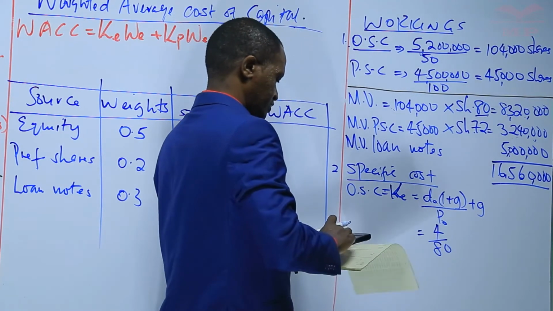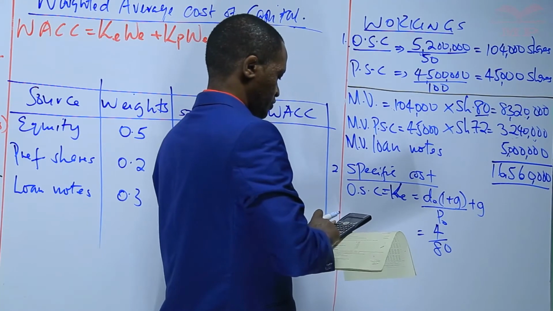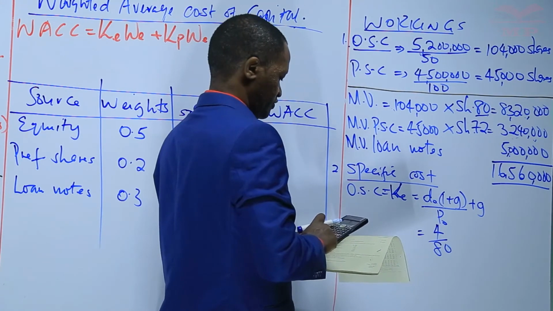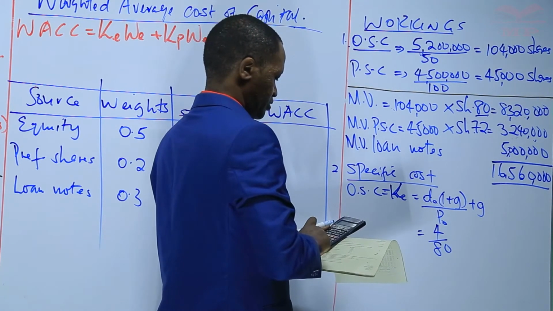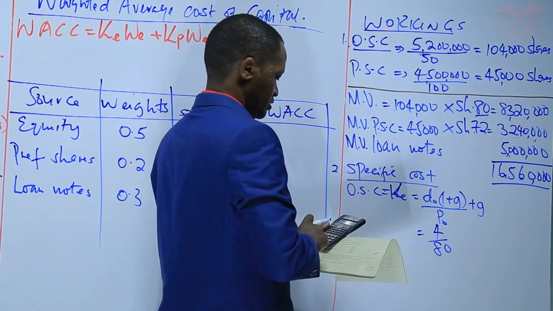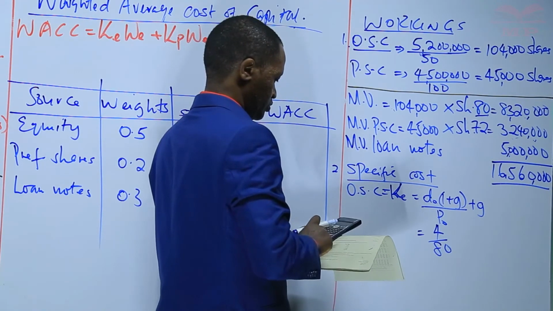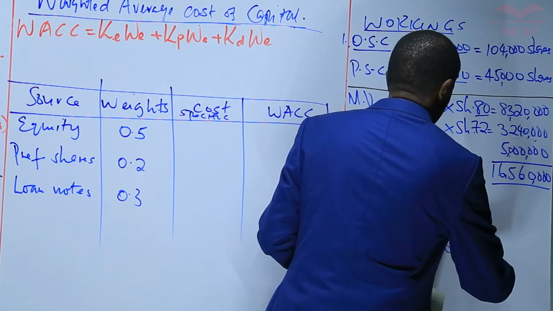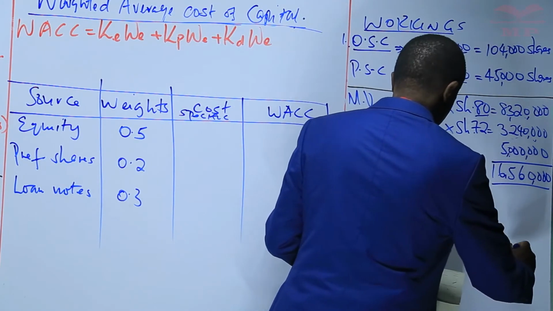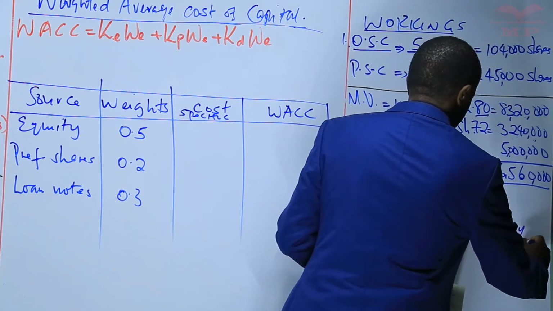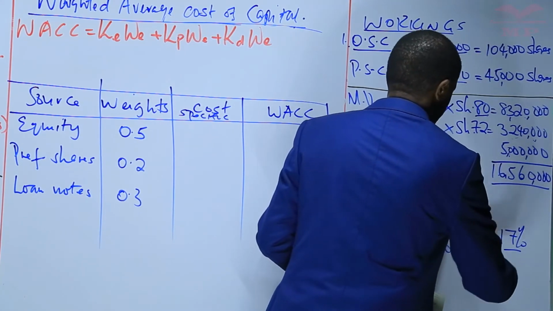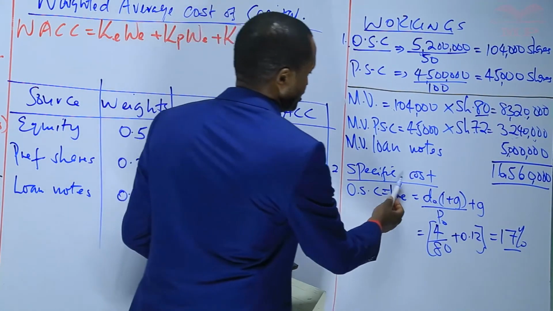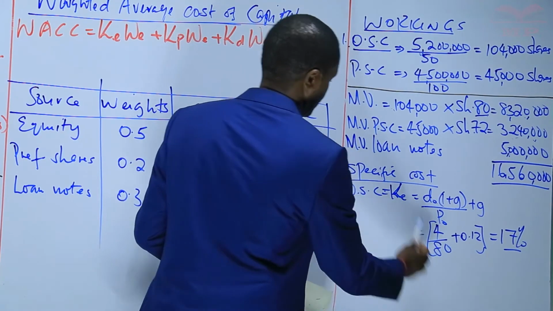So I'm going to divide 4 by 80, 0.05, plus 0.12. This is equal to 17%. When we multiply by 100, we get 17%. That is the specific cost of equity.